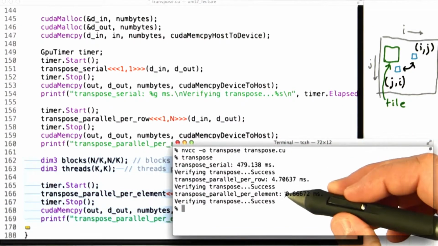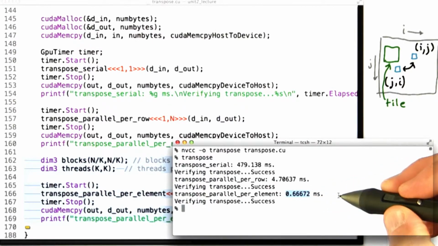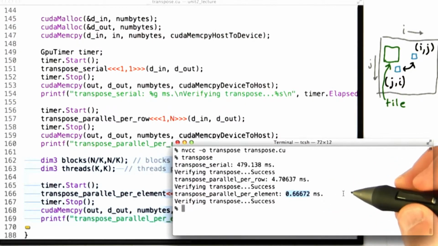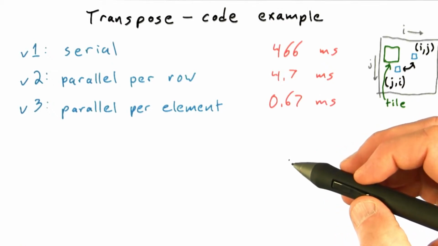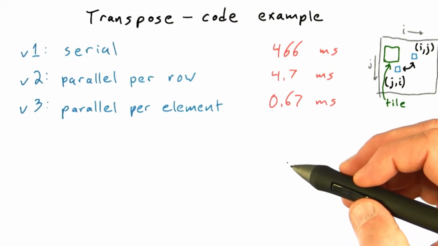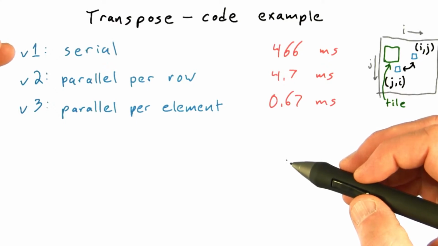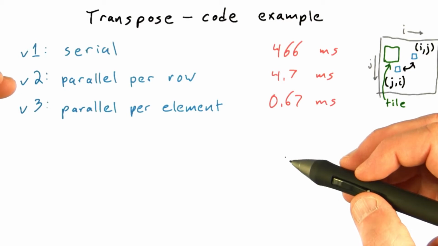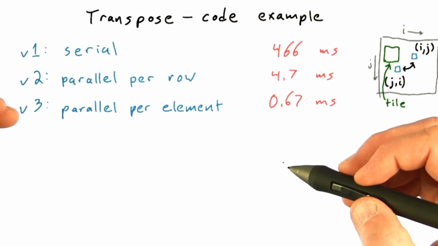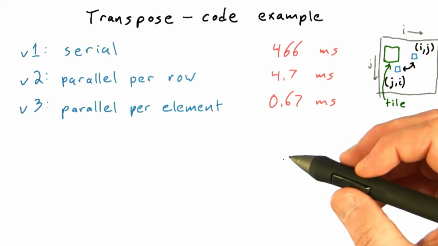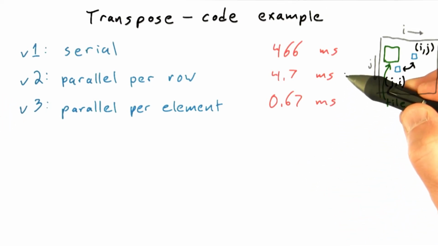Okay, now we're talking. So now we're down to about 0.67 milliseconds. Let's make a note. And thinking about what we've done here, we've now extracted the maximum amount of parallelism from the application, right? We started with a single serial code, one thread doing all the work. We switched to a code that used one thread per row of the input matrix. And now we're down to something that uses one thread per element. There's really no more parallelism that we can extract here. And you can see that increasing the parallelism has really helped us.